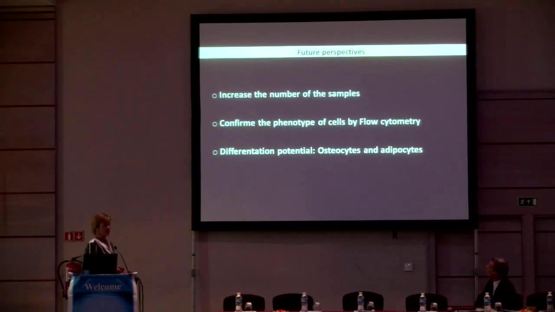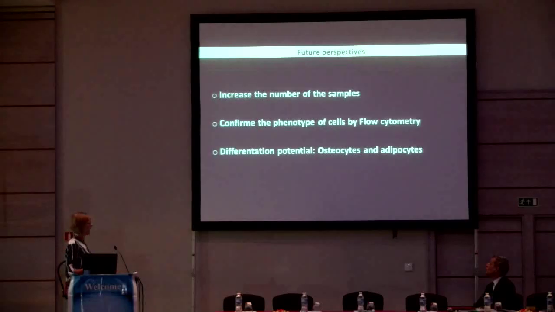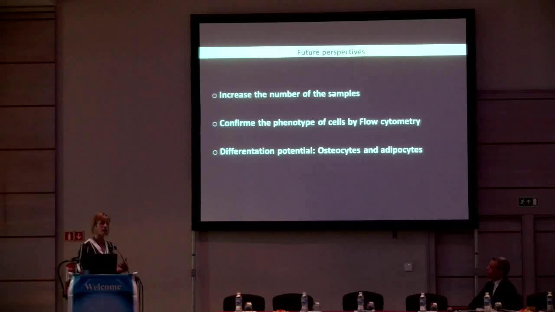My further perspectives are first to increase the number of samples. As you see, I'm working on human samples, and it's a little bit hard to work on human samples and at least to obtain the human samples. Then after, by flow cytometry, I want to confirm expression of more specific markers of mesenchymal stem cells. And also, I will try to differentiate these cells to the osteocyte and adipocyte lineages to confirm further that I really have these kinds of cells in my osteoarthritic cartilage, as this is one of the characteristics of mesenchymal stem cells, that you can push them to differentiate to different cell lineages.